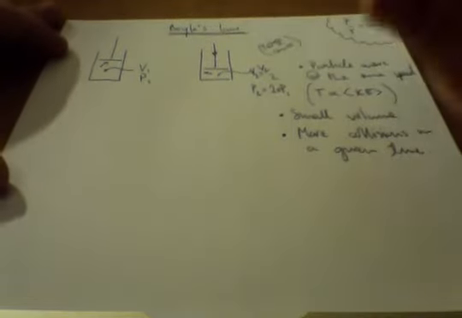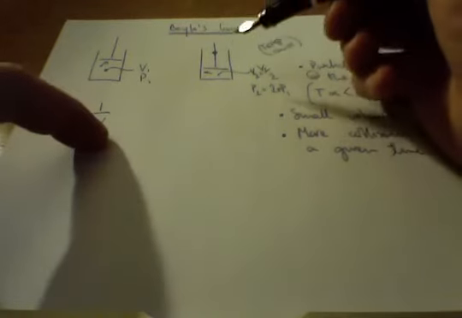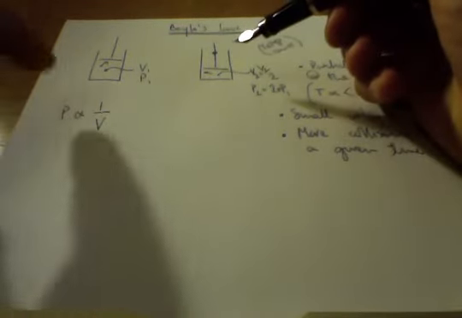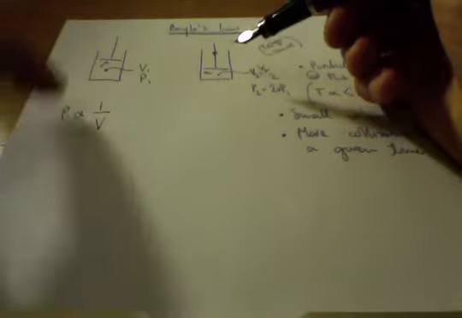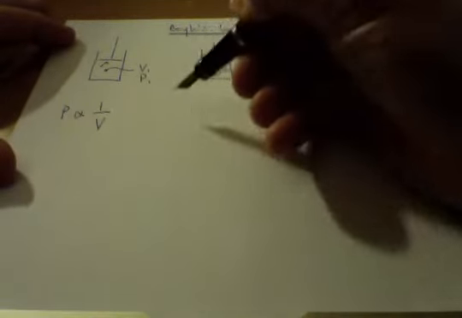Let's describe this mathematically. In other words, the pressure is proportional to 1 over the volume. It's inversely proportional. If I halve the volume, I'm doubling the pressure. If I halve the pressure, I'm having to double the volume, and vice versa. Or if you prefer, we could write it as pressure equals a constant times 1 over the volume.